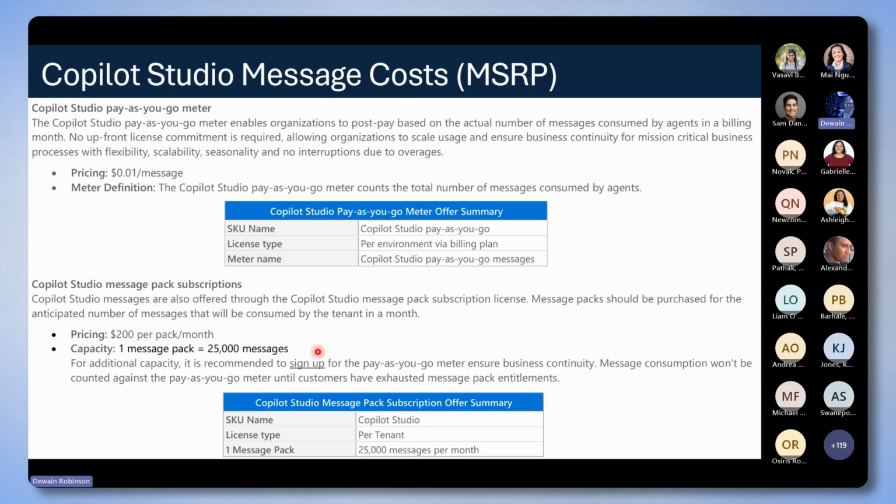Then you're going to have this down here, which is the message pack subscription for Copilot Studio. $200 per pack per month. One message pack equals 25,000 messages. And you'll see here there's a per tenant, per environment via billing plans on these different ones. So just be aware that these will get charged per environment. This will get charged on a per tenant basis. So if you want to break up your 25,000 messages across multiple environments, you can do this. In this case, we just show you the environment that consumed it.